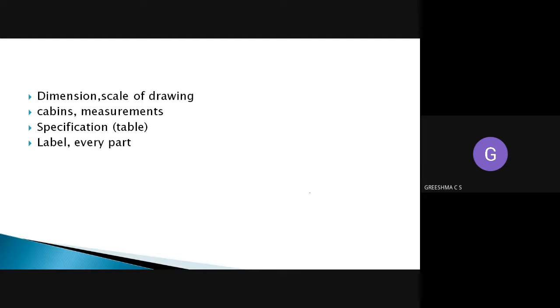Label each and every part. Then you can add a note suggesting a material like this so that it will be more thermostatic, and you can make correct suggestions also. Okay, next one is scale. Next one is tolerance.